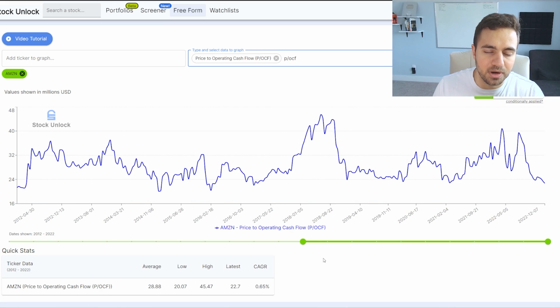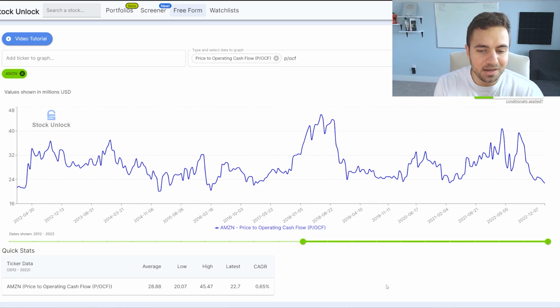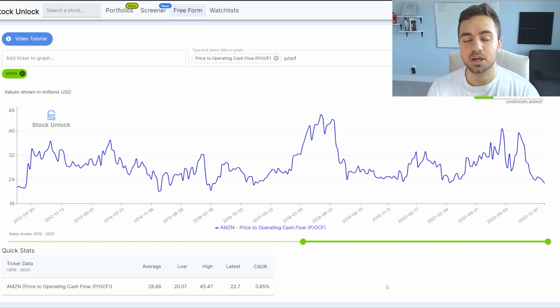So let's remove the price to free cash flow. And now we can actually get a better representation of how Amazon has been valued throughout history. And even just logically, it makes sense to look at Amazon's price to operating cash flow versus its price to free cash flow, because Amazon's entire business model is to invest as much money into growth and capital expenditures. So really taking a look at the price to free cash flow doesn't even make sense from a logical perspective as well. So I like to take a look at the price to operating cash flow for a business like Amazon because it's always investing in growth and it's a much more consistent metric.